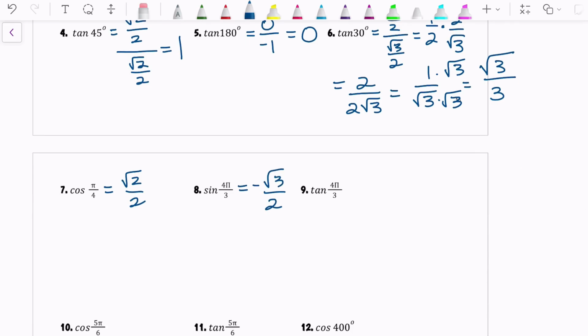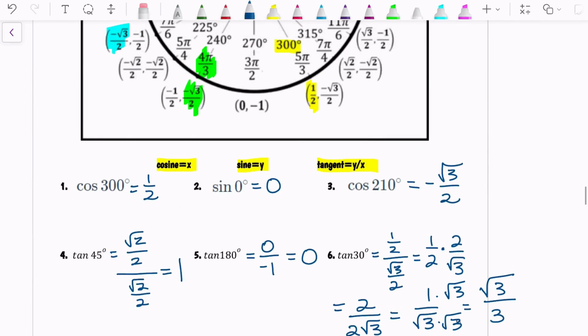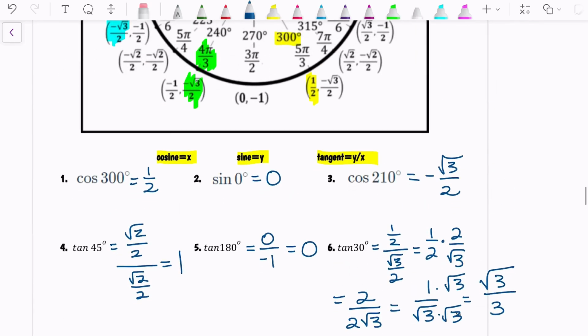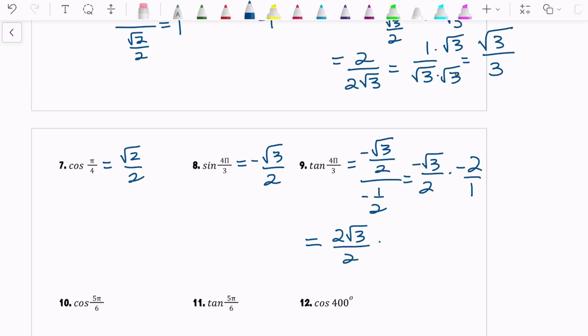All right, tangent of 4pi/3. So back to that same spot. I have -√3/2 over -1/2. And again, I'm going to use that keep, change, flip method. This would leave me with +2√3/2, which would reduce to just √3.